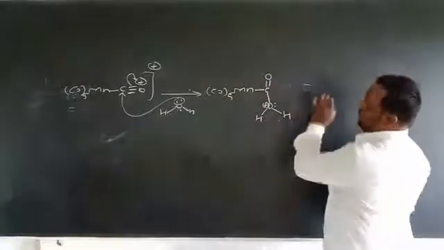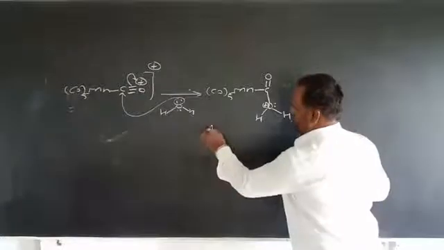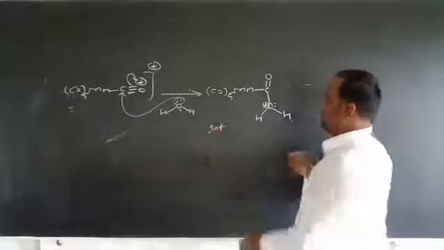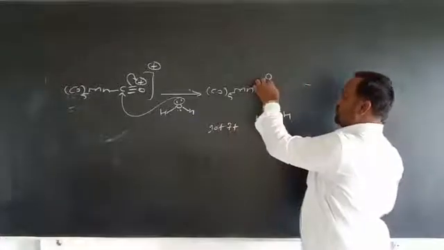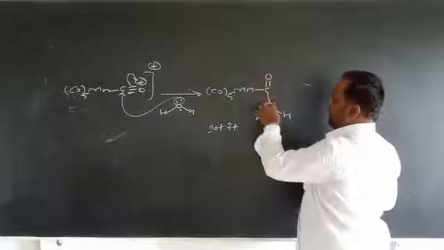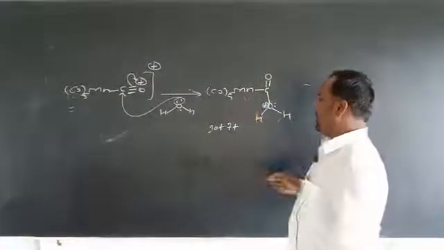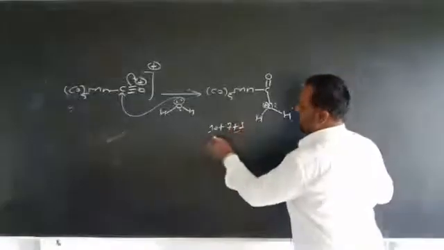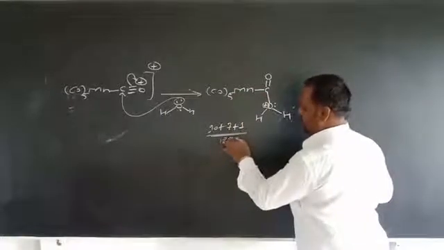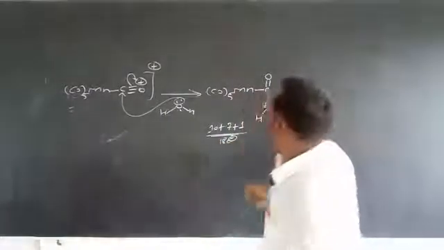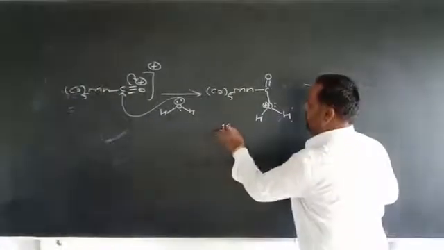If we count the electrons for this species, the carbonyls contribute 10 electrons, this Mn contributes 7 electrons, and this group is attached to the metal through oxygen, so it contributes only 1 electron. So total 10 plus 7 plus 1, that is 18 electrons. So this is an 18 electron species, and the complex has no charge.